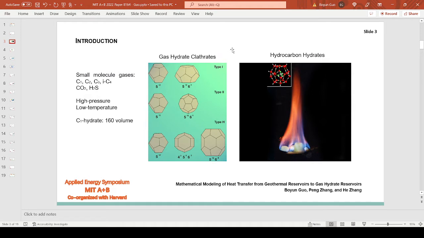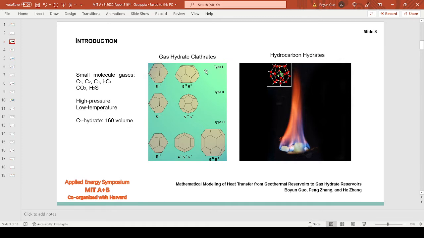Gas hydrate is a compound of water and gas. Small molecule gases are trapped in water to form a solid. These small molecules are methane, ethane, propane, isobutane, CO2, H2S, etc. They form hydrate, or solid phase of water, under high pressure and low temperature conditions. For methane hydrate, about 160 times the volume of gas is trapped in the hydrate.